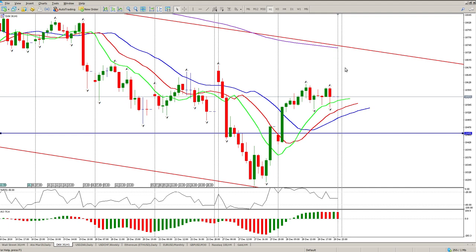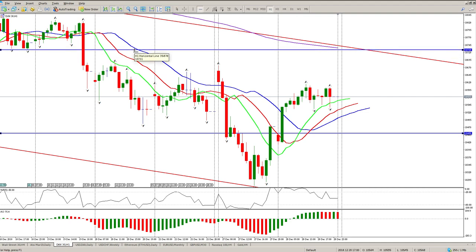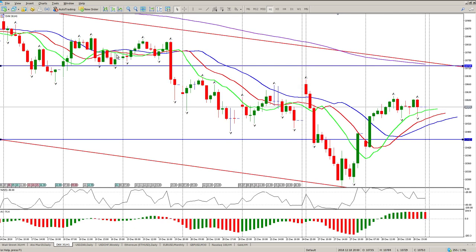Now, where we are now, I'm not really interested in anything. I would be interested in a short off the top of the channel, so off 10,730. Okay, so that would interest me. It would be a pretty interesting short, because if I look to the left, there is a pretty big breakout here, and it lines up with the 200 moving average. However, there is also this breakout here that happened and was retested.